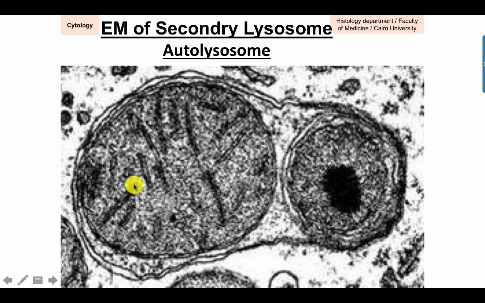Here, the autophagic vesicle will unite with the primary lysosome to form a secondary lysosome like this one, containing this engulfed mitochondrion. So it is called auto, meaning my lysosome. Autolysosome means a lysosome digesting something from inside the cell. As you see, it is an old mitochondrion.